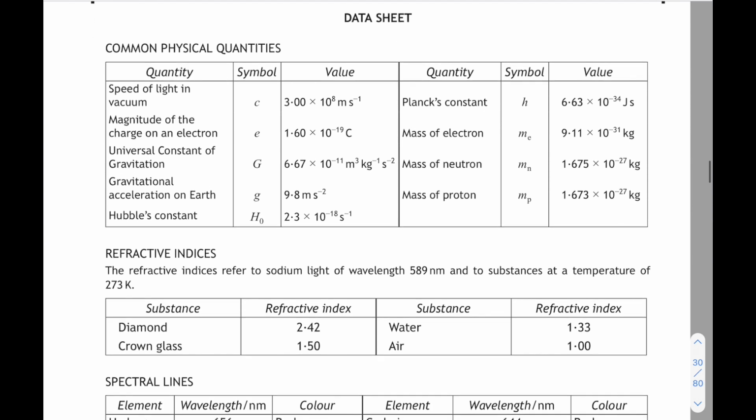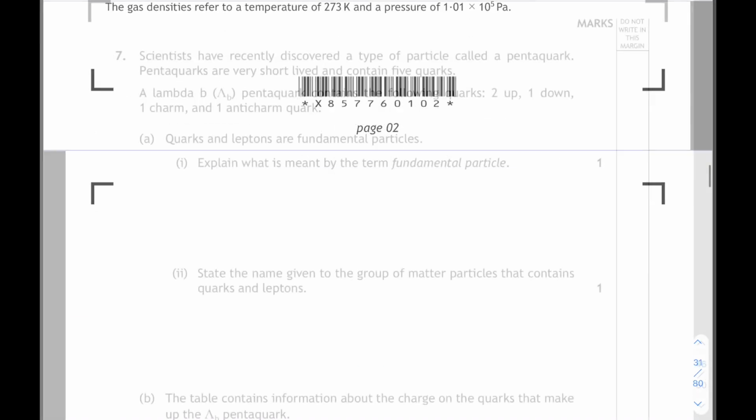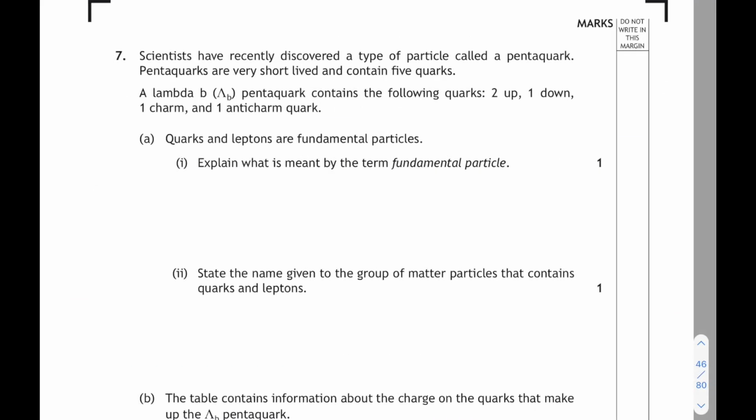There's your data sheet. And we're going to start where we left off last time, which is with question 7, and that is on the standard model of particle physics. Here we go then. Scientists have recently discovered a type of particle called a pentaquark, and pentaquarks are very short-lived and contain 5 quarks. A lambda B pentaquark contains the following quarks: 2 up, 1 down, 1 charm, and 1 anti-charm quark. And we are asked for part A.